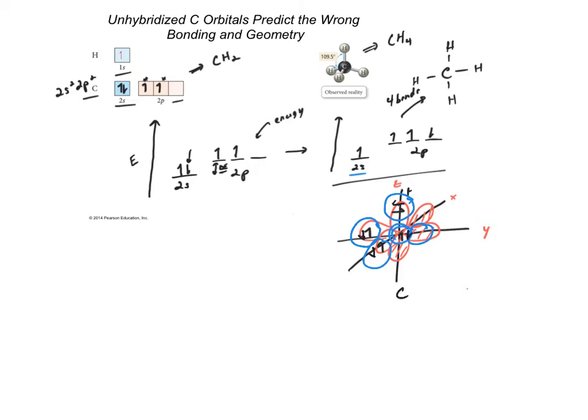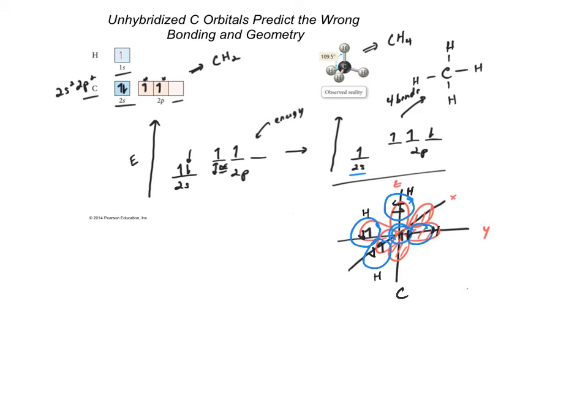So again, each of these is a hydrogen. Here's a hydrogen, here's a hydrogen, here's a hydrogen. We have that orbital overlap. They're all overlapping along the same axis. We have spin pairing. So this should explain the bonding that we see in methane, right?